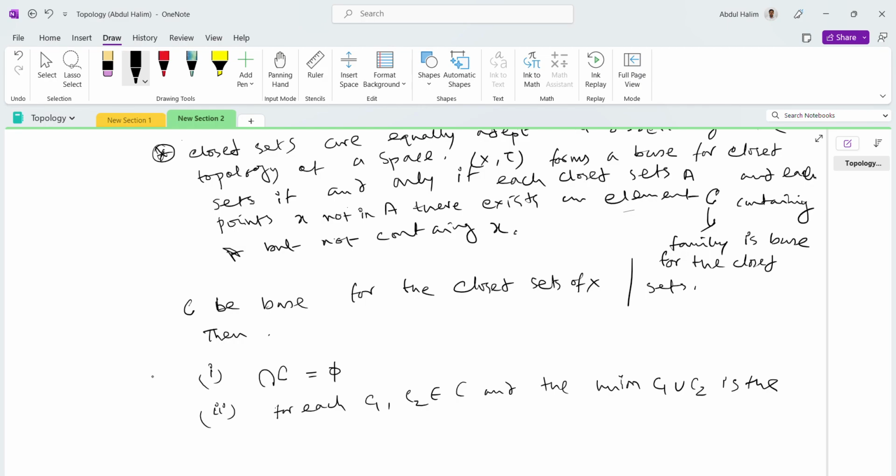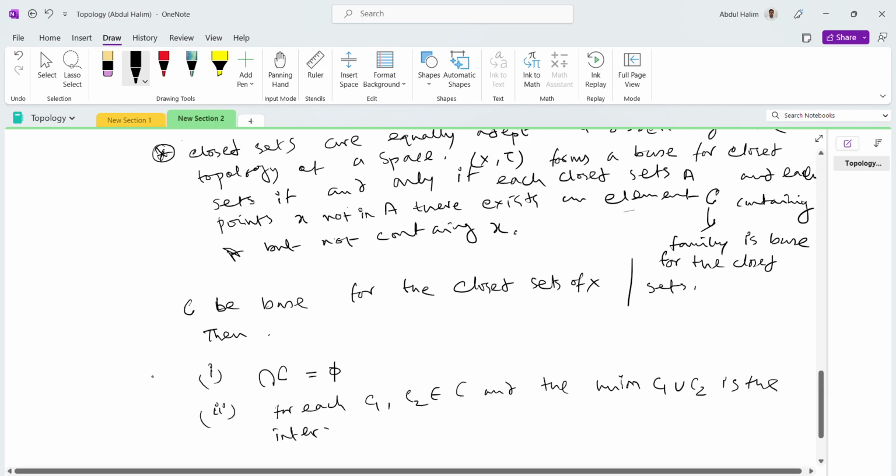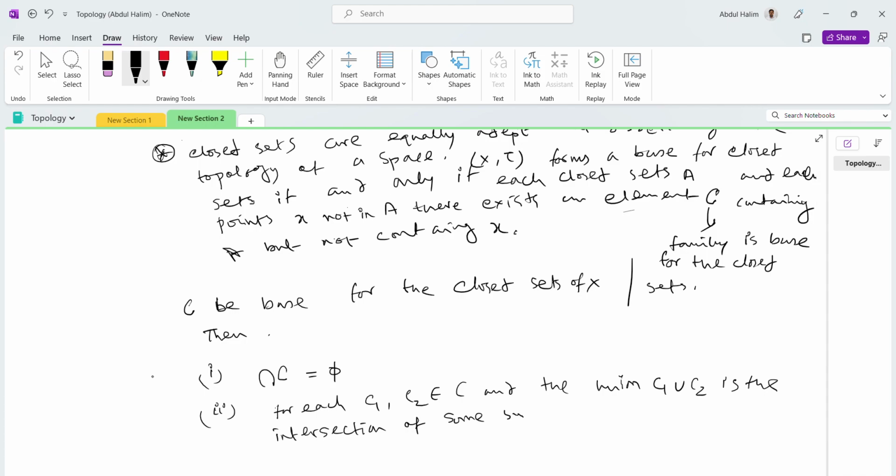Number two, for each C1, C2 belonging to the collection C, the union C1 union C2 is the intersection of some subfamily of C.